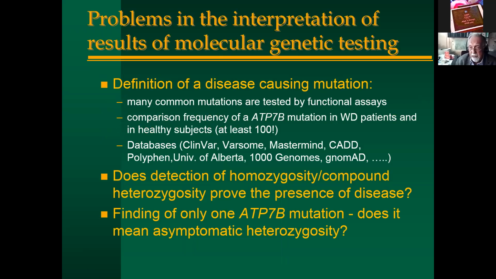There are big problems in the interpretation of results of molecular genetic testing. What is the definition of a disease-causing mutation? This goes far away from my topic today. This applies to any type of genetic analysis. Many common mutations are tested with functional assays. Then you can say, yes, we know it's a mutation. You can compare the frequency of a particular mutation in patients with healthy subjects. So we need at least 100 healthy subjects. And if it's only found in Wilson patients, it's quite likely a disease-causing mutation.